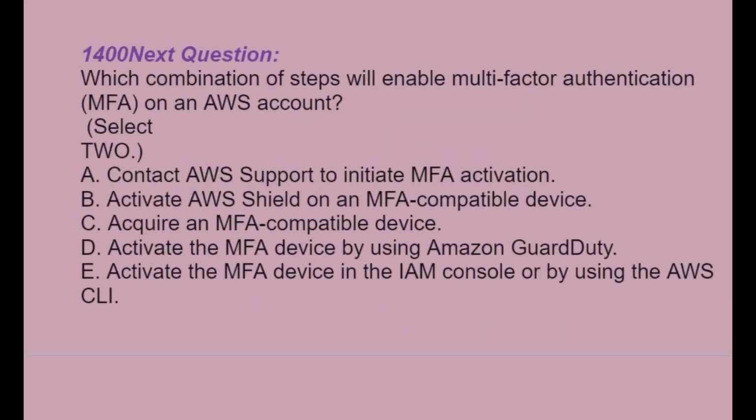Question is which combination of steps will enable multi-factor authentication MFA on an AWS account? Select two options. Option A. Contact AWS support to initiate MFA activation. Option B. Activate AWS Shield on an MFA compatible device. Option C. Acquire an MFA compatible device. Option D. Activate the MFA device by using Amazon GuardDuty. Option E. Activate the MFA device in the IAM console or by using the AWS CLI. Correct answer is option B and option C.